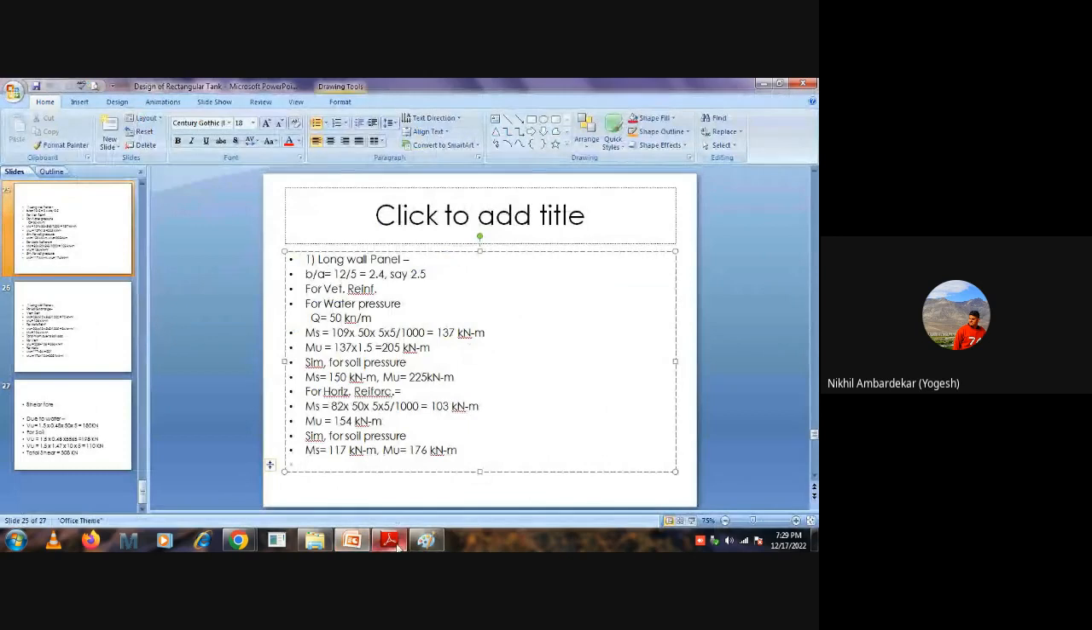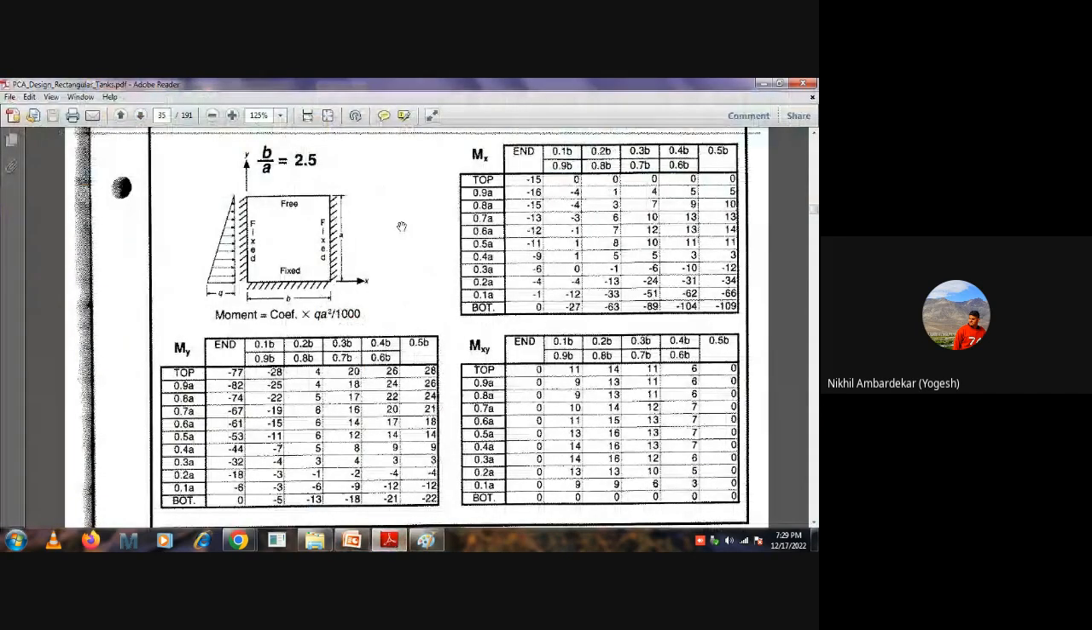Now we are missing one thing. What is that missing thing for the soil pressure? We just calculated bending moment for triangular pressure. We haven't considered surcharge, that is a UDL. So I think 149 something, that is 150, correct? MX.